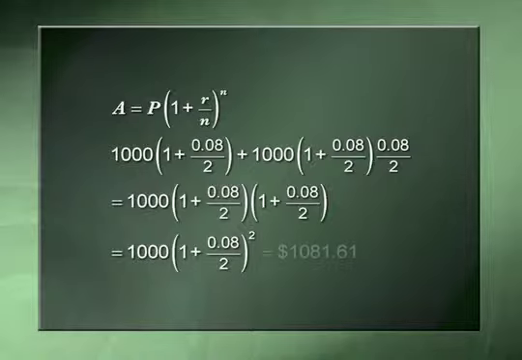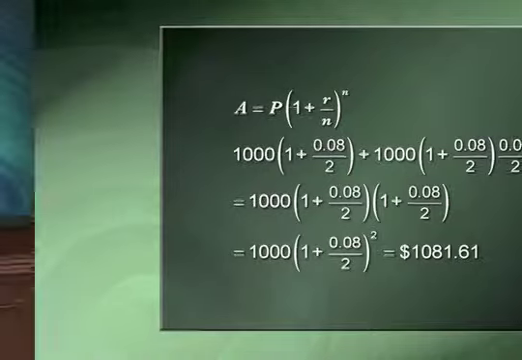And that turns out to be 1,081.61. Notice it's a little more than 8% because we compounded. It wasn't just $80 of interest, but you made 81.61. So that was compounding twice a year.